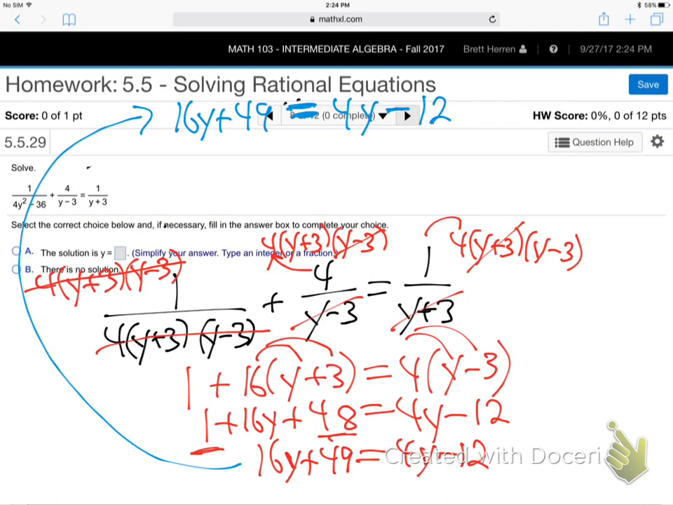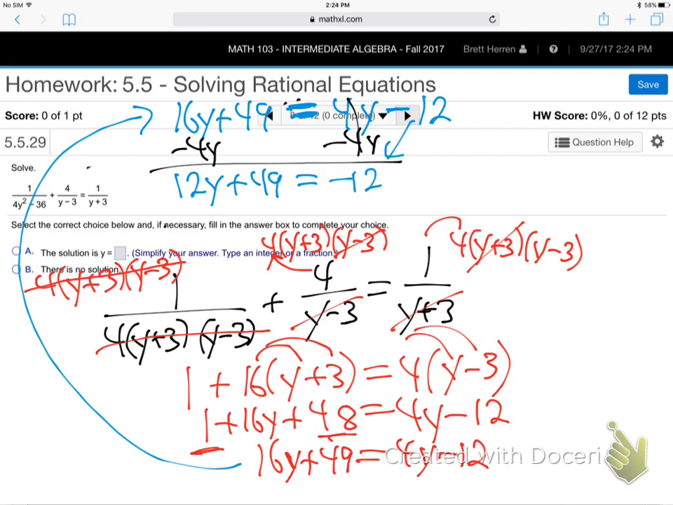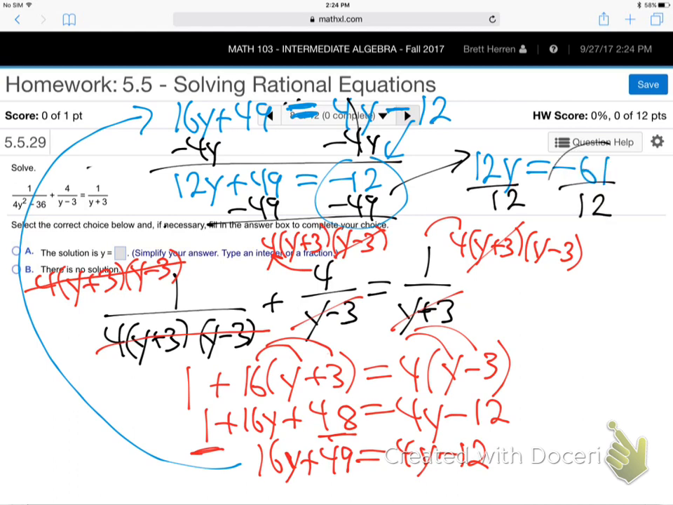You know the game from here. Subtract 4y from both sides. That's gonzo. So that'll leave us with 12y plus 49 is minus 12. Bring that down. Subtract the 49 from both sides. Bring it over here. What does that give us? 12y equals, what do these guys make? Minus 61. Last step of many steps. There we go. Negative 61 twelfths.